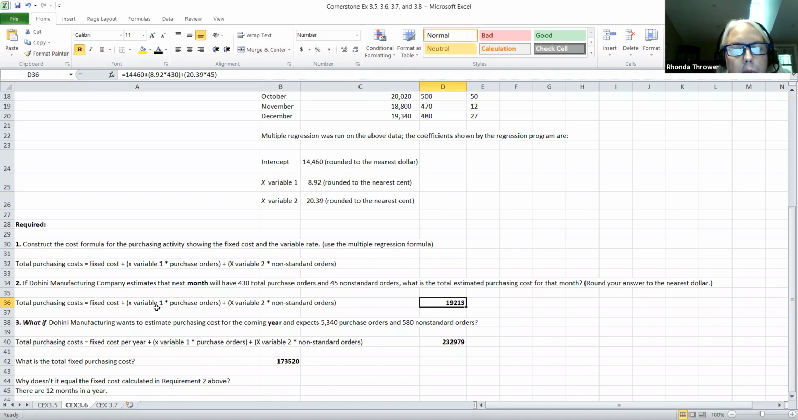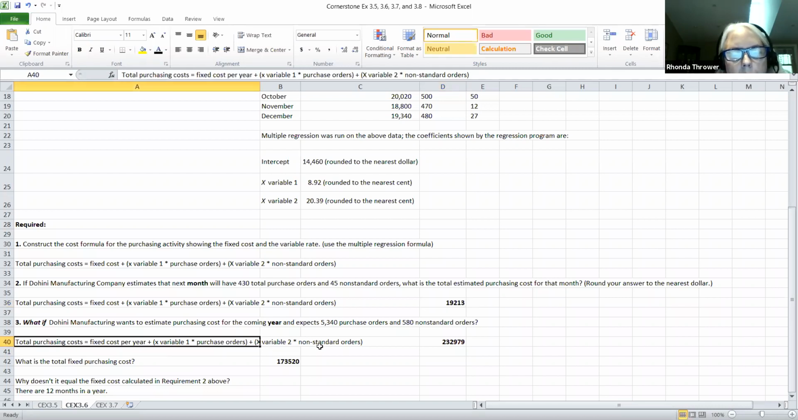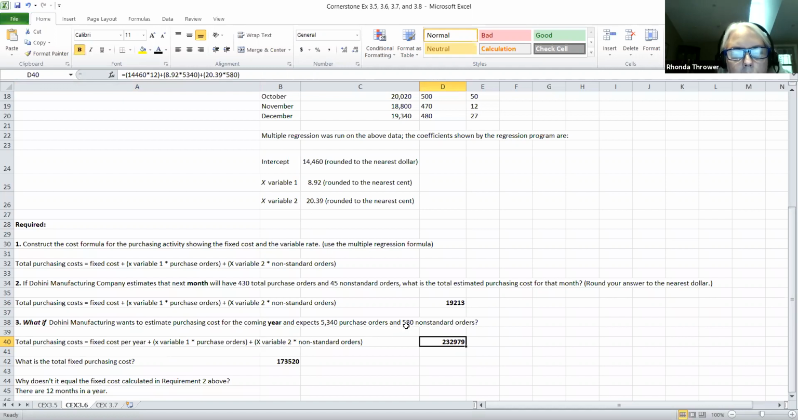X variable 1 is $8.92 times the number of purchase orders for the year. It's going to be 5,340 because we're on this next one here. And then X variable 2 would have been the $20.39 times the non-standard orders, which were 580. And so basically the only difference between the month and the year is you have to multiply your fixed cost by 12 to get the yearly amount.